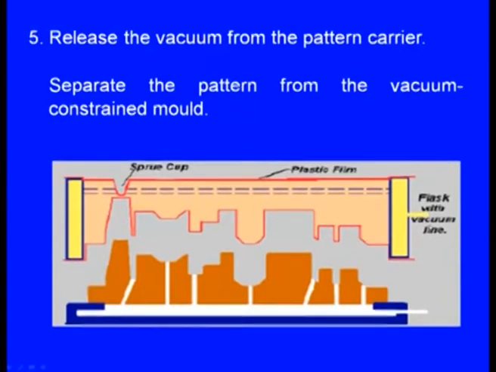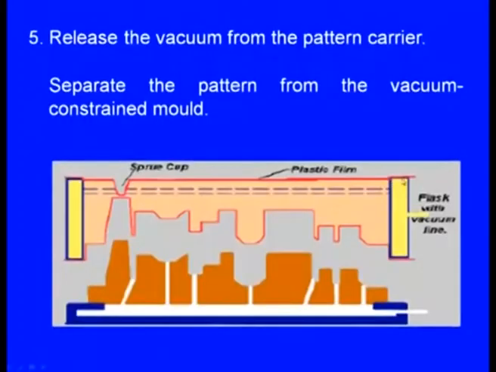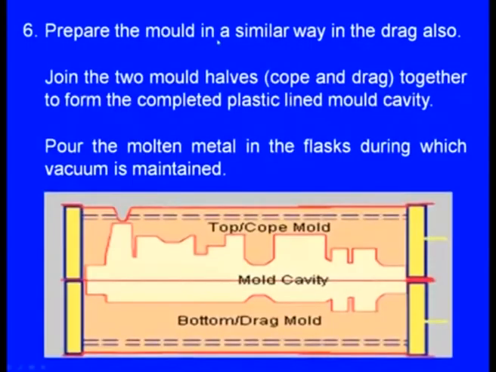You see here, it is sealed on all the 4 sides of the flask. Here it is sealed, and here it is sealed, here it is sealed, and here it is sealed. Now, the pattern is withdrawn. Now, prepare the mold in a similar way to the drag also. So far we have seen how to prepare the mold for the cope. In a similar way we have to prepare the mold for the drag also.